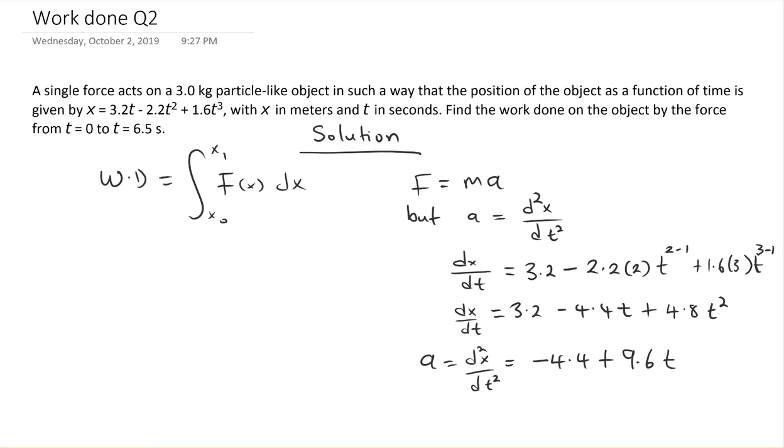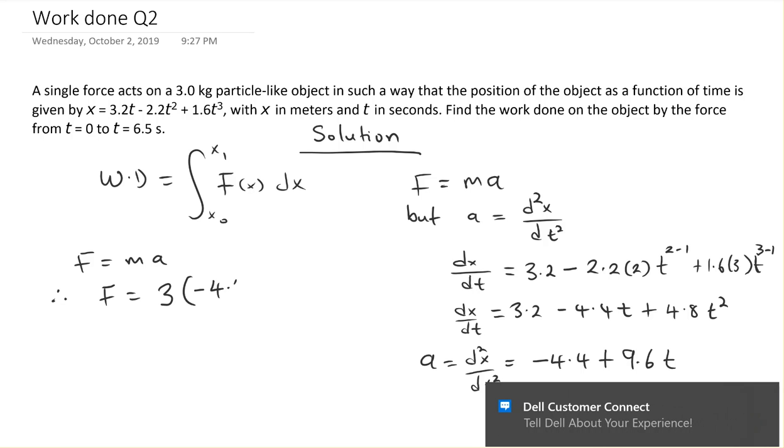Now we can go back and substitute that into this first expression, F. So we have F equal to mass times acceleration. Therefore, F is equal to, the mass is given by 3 kg, so we have 3 times minus 4.4 plus 9.6t, and this is in newtons.